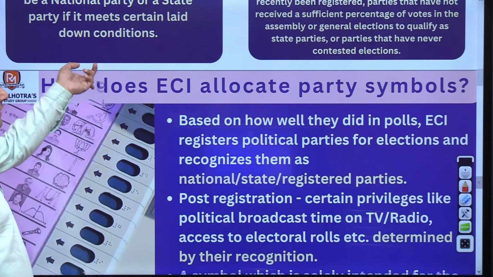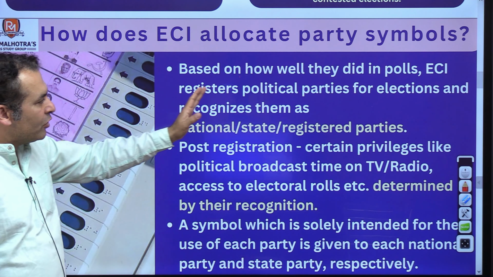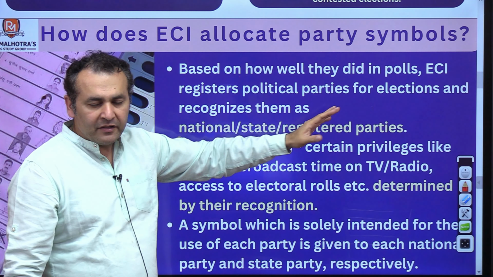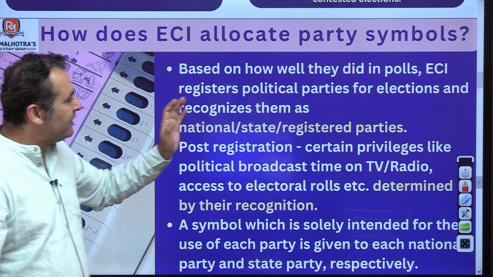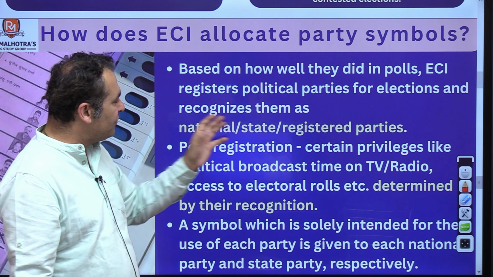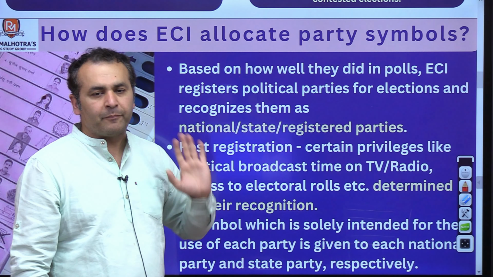Now, how does the Election Commission of India allocate party symbols? Based on how well they did in polls, when the elections were held, be it the state party or the national party, ECI registers political parties for elections and recognizes them as either national, state or registered party.